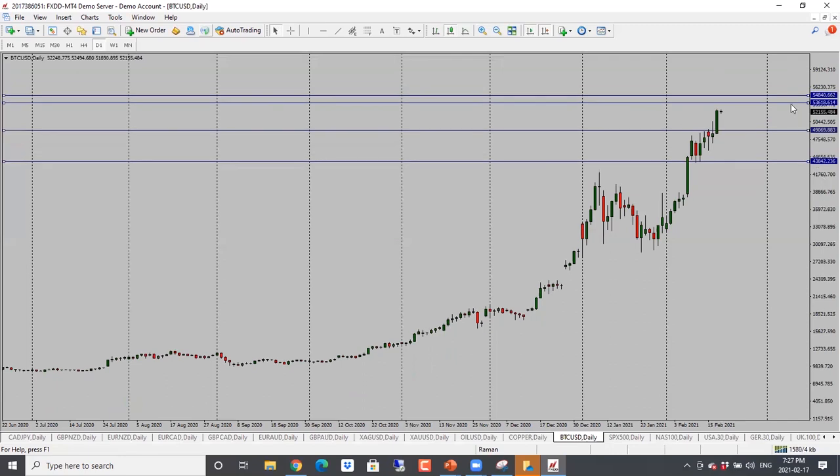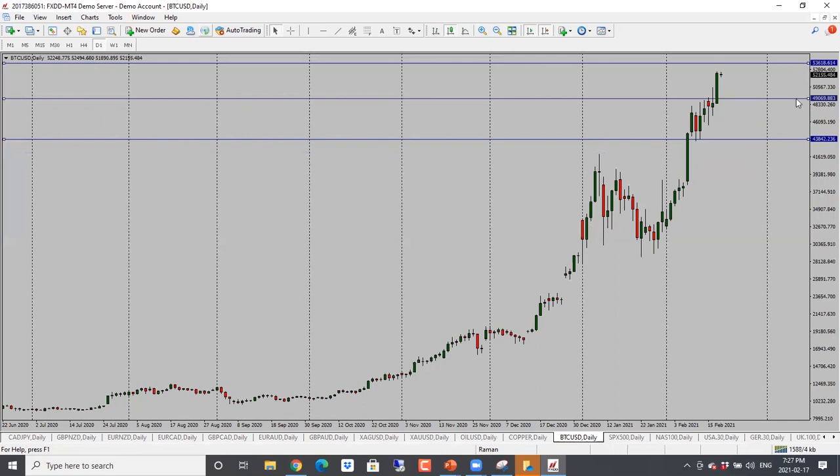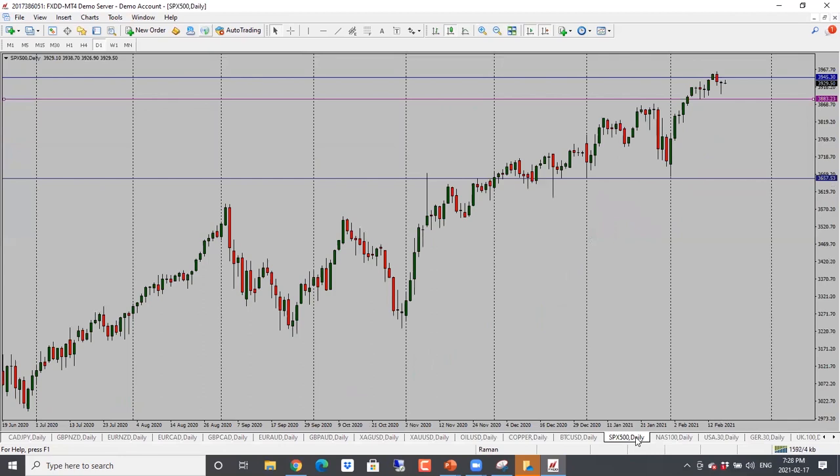Now, the only thing to keep in mind is because it's been going up so much, if the stock market starts to drop, we could see a move lower for Bitcoin as well. So just be mindful of that. But for now, bias is bullish. There is momentum to the upside, and we will look for continuation here.